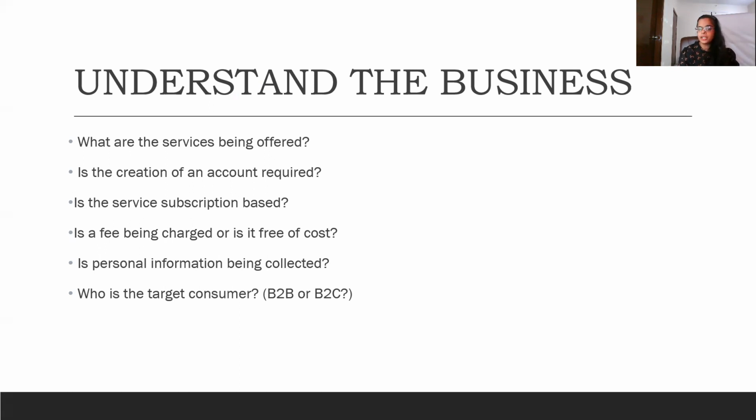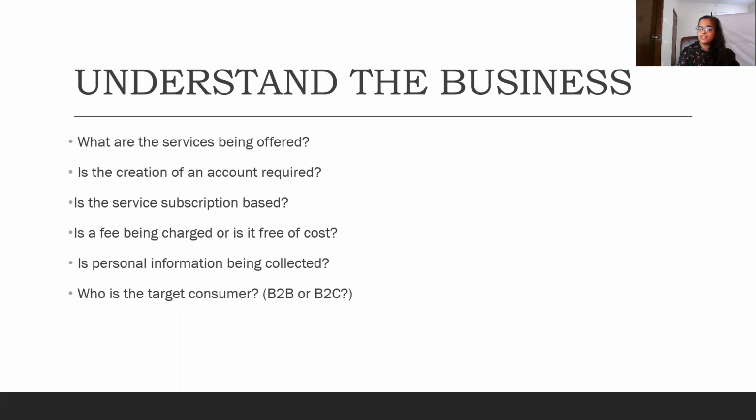So for instance, if creation of an account is required, now the terms and conditions would also include terms which would govern the collection and usage of personal information. It would also govern the fact that someone else doesn't have an unauthorized access to such an account, or the user of the account does not share his password outside. So these are certain things which then also come into picture. So therefore, you need to understand how the services work before you draft terms and conditions for the website.